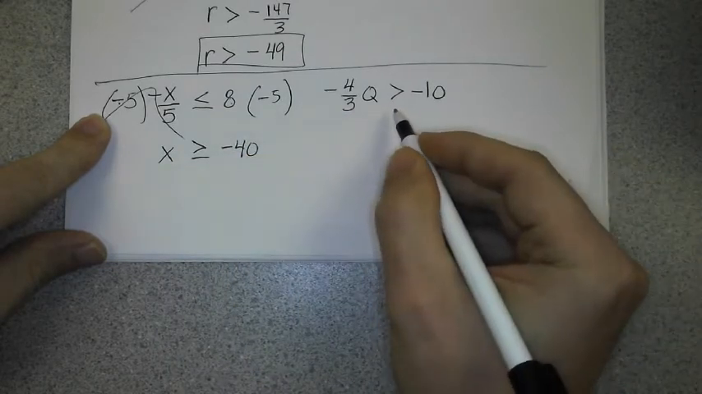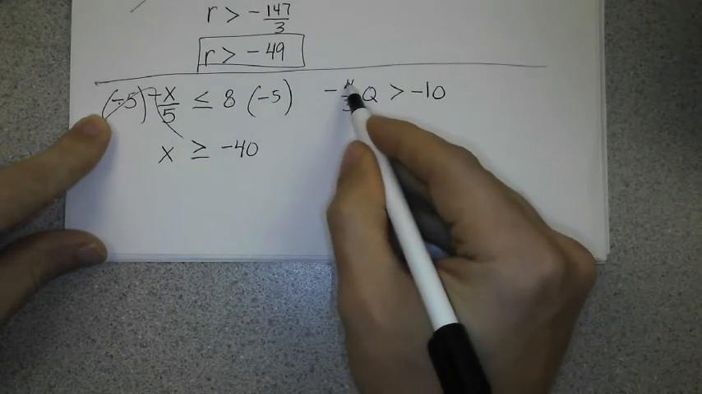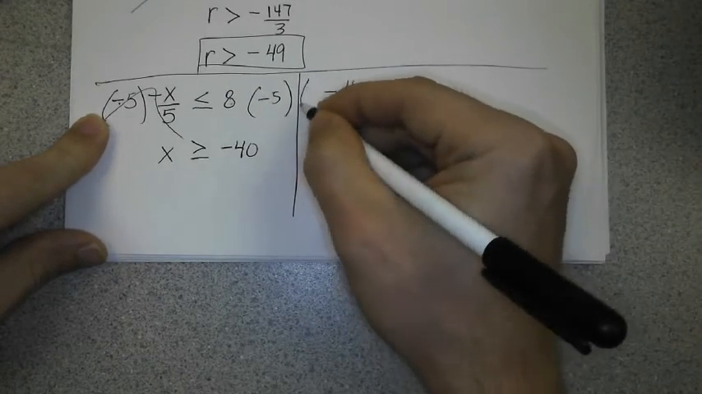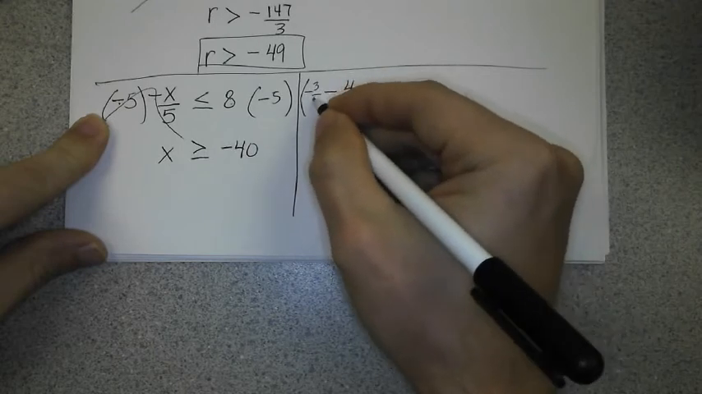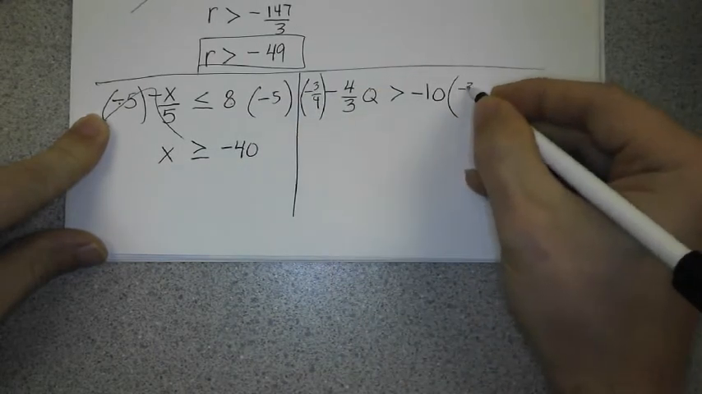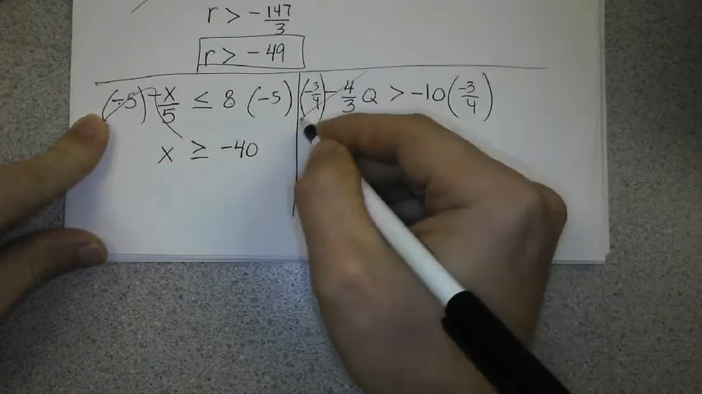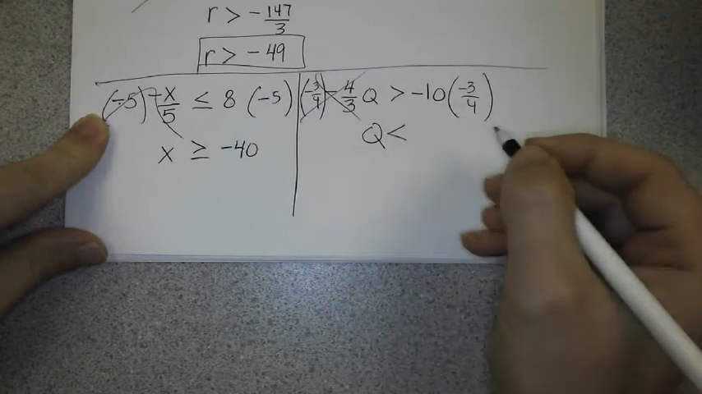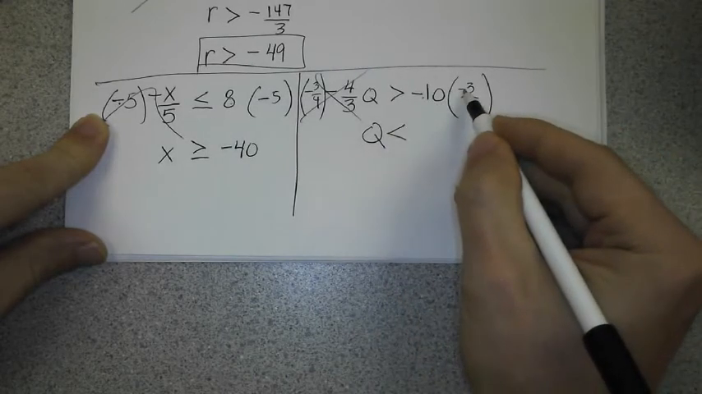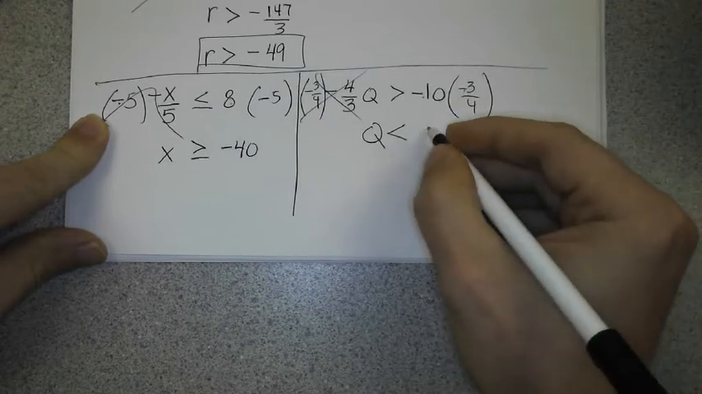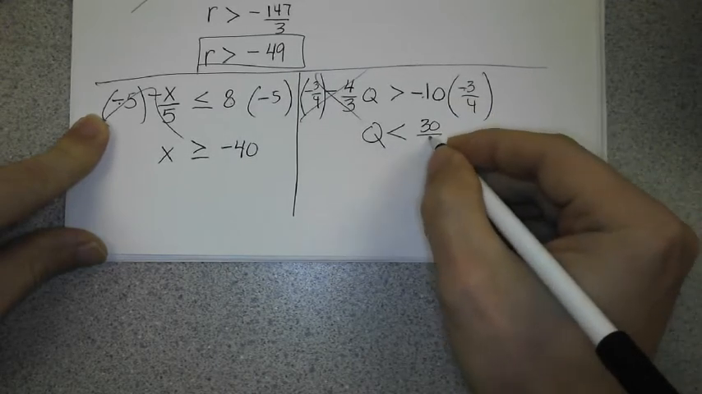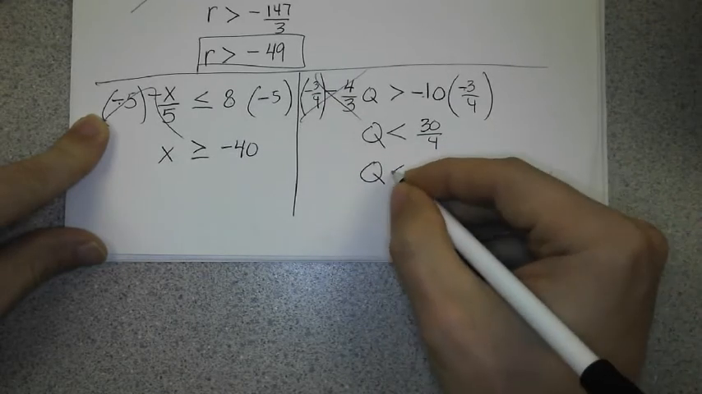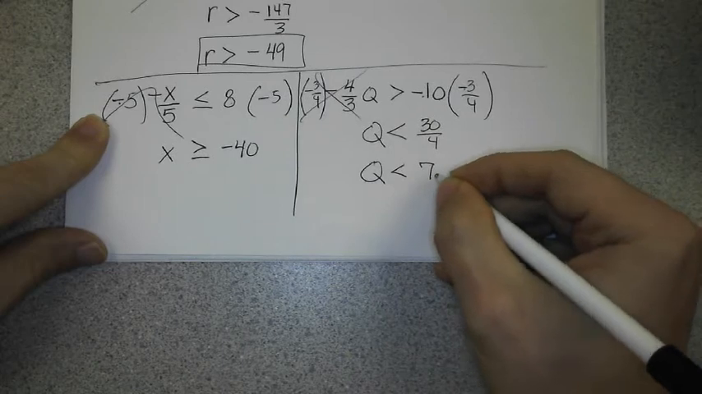Now, right here on this side, I've got the coefficient of negative 4/3. I want to get rid of that. So I'm going to multiply both sides by negative 3/4. That's the reciprocal. This cancels, leaving q. Since I multiply by a negative, I flip that symbol. Negative times negative here is positive, and 10 times 3 is 30. On bottom, I have 4. And 30 divided by 4 is 7.5. So I'm going to have q is less than 7.5.